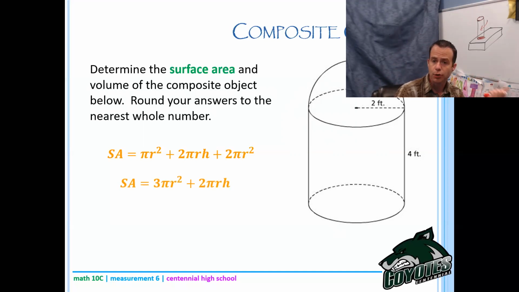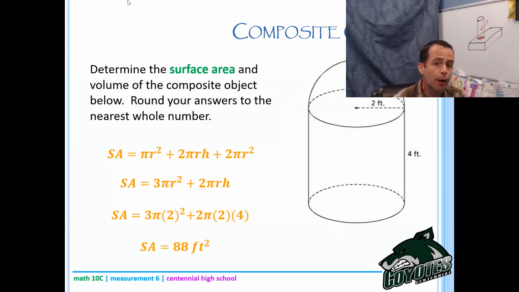I know r is 2, and I know that h is 4, so I plug those numbers in, and then I just use my calculator. Remember to use the pi button, and remember to follow the proper rounding instructions. This one said round to the nearest whole number, so I have done that, 88 feet squared. Okay, surface area is 88 feet squared.